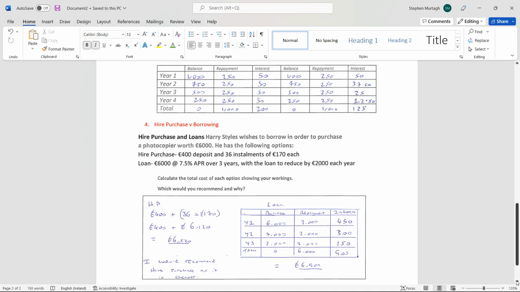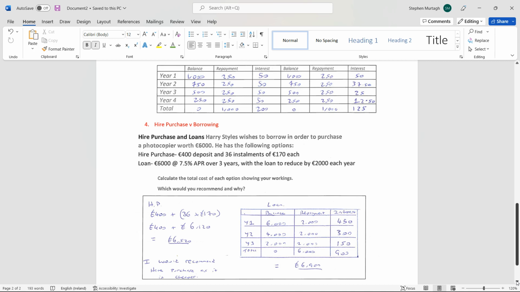So now what we have to do is just work out what the interest would be. So what we do is the balance by the interest rate. So the balance in year one was €6,000. So €6,000 by 7.5% is €450. In year two, it's €4,000. That's the balance. So €4,000 by 7.5%, and the answer is €300. And in year three, the balance is €2,000. So €2,000 by 7.5%, and the answer is €150.